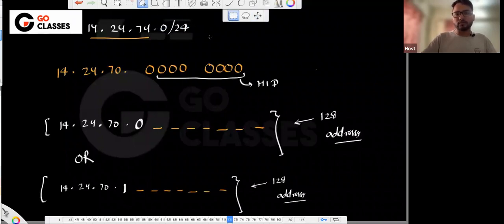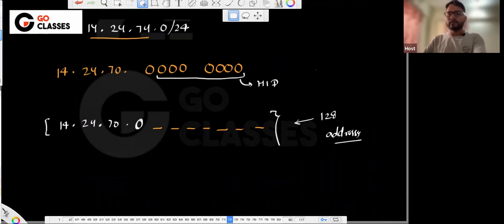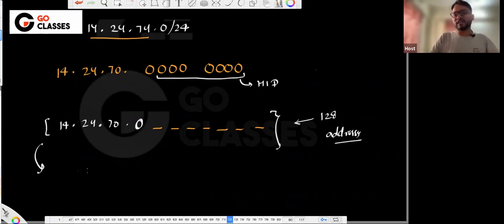So let me choose this one only, which basically says that your IP address is this, your network ID is this, and then you can have this block. Now, can you tell me about the slash notation that we are having here? Tell me, is this fine? Is this a valid slash notation for this?